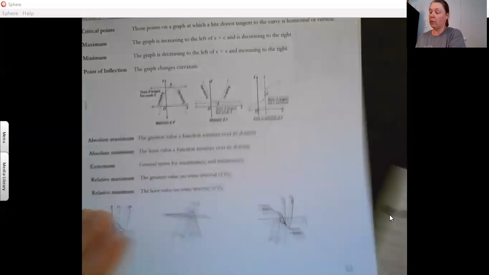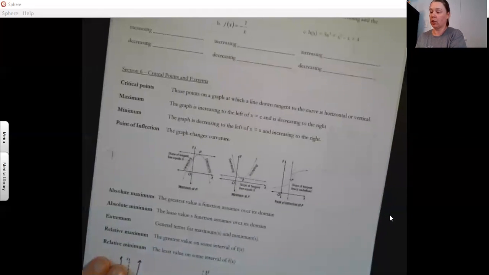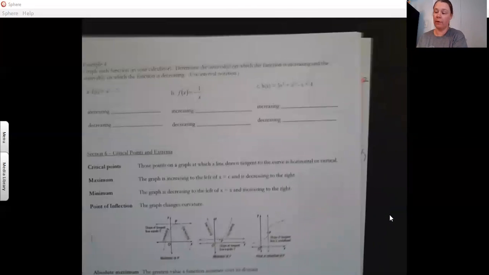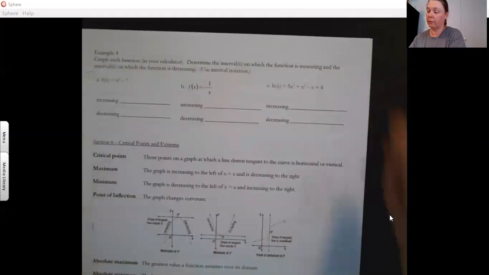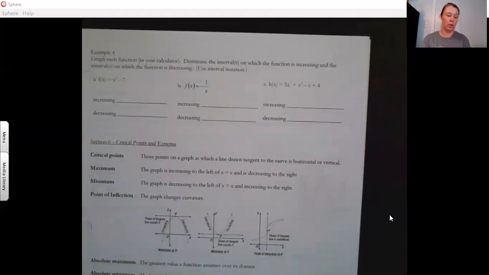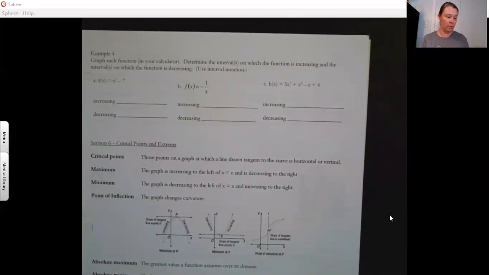Okay, one last thing that we need to talk about in this section, at the top of the next page, I have intervals where a function's increasing and decreasing. Sorry, not increasing and decreasing. I knew something was wrong. I had to check my notes. First, we're going to do end behavior and then increasing, decreasing.